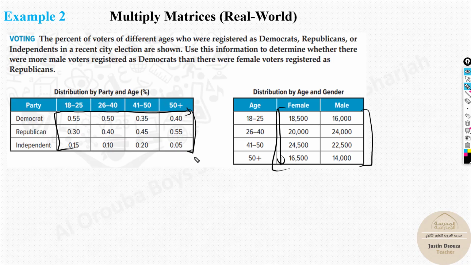Now before that, let's look into the dimensions. 3 cross 4 here, and what is the dimension here? 4 cross 2. 4 and 4 is equal. The final answer will be 3 cross 2. That means 3 cross 2. That means you'll have 3 rows and 2 columns. 1, 2, 3, and 2 columns. That is what happens now.